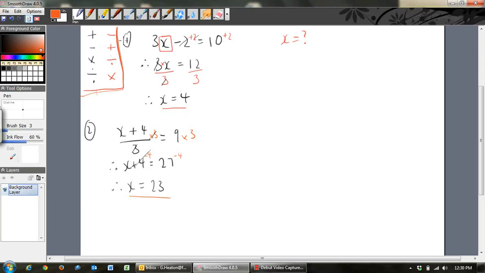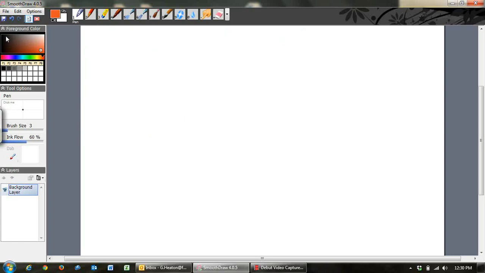So you can see how all these inverse operations apply whenever something moves to the other side of the equal sign. And if you can remember all of those really well, then you're halfway into equations. Let me show you a couple of other ones. So I've got a new page.